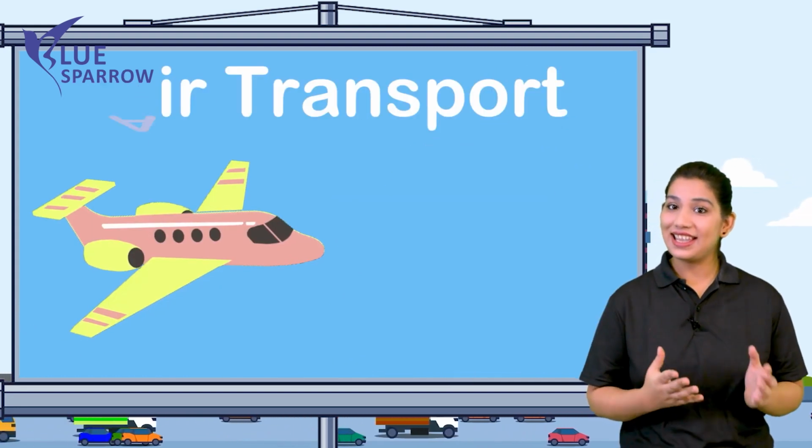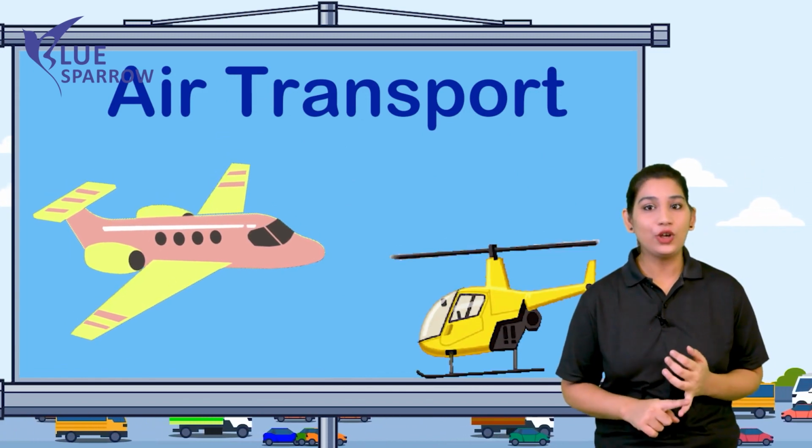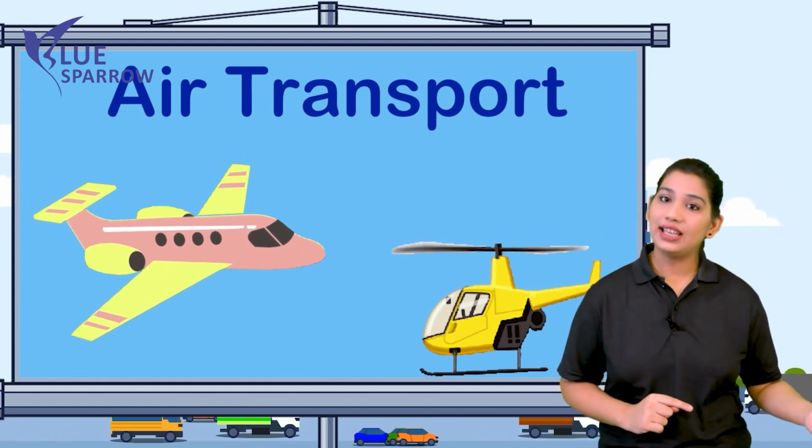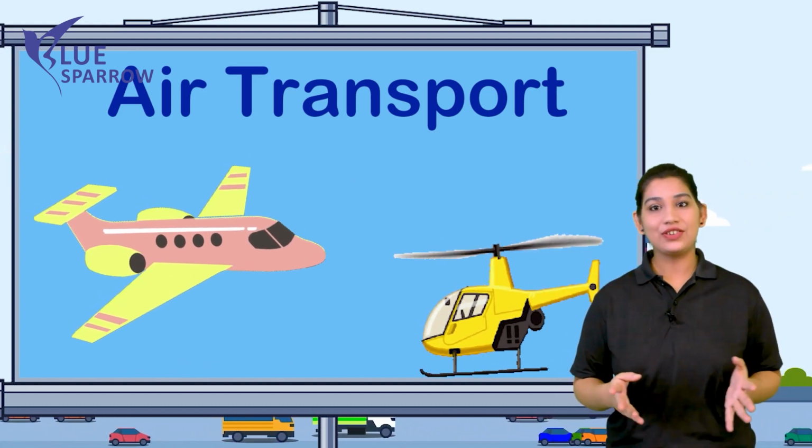The next is air transport. When we take help of aeroplane, helicopter that run in the air, जो air में vehicles run करते हैं, वो air transport कहलाते हैं. They are used for purpose when we go to far places.